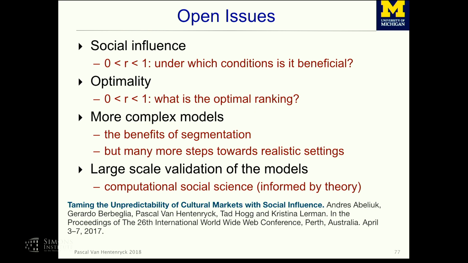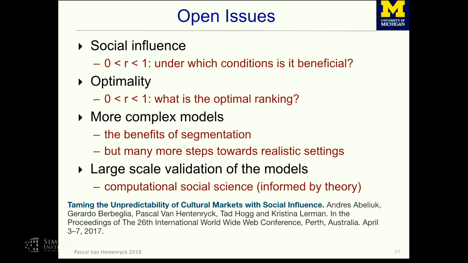Optimality: we don't know what the optimal ranking is. The quality ranking is not optimal. Actually, it's very interesting. We have a counterexample where you put the best product on top, but the second product is the worst one, such that you maximize the share of the best product. So we don't know what the optimal ranking is.